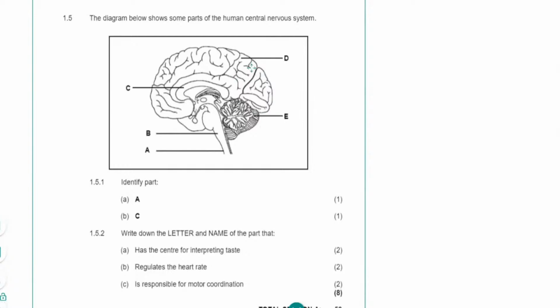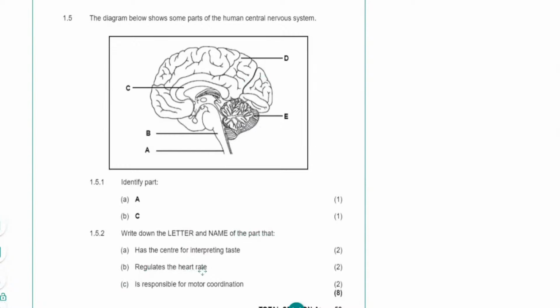Hearing, sight, touch, all those are sensations. Smell, yes, are for cerebrum. So the answer is D. They're saying letter and the name. Sometimes people fail to get the second mark. So the answer is D, cerebrum.